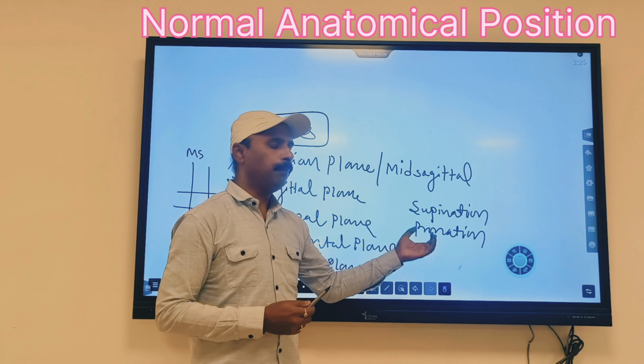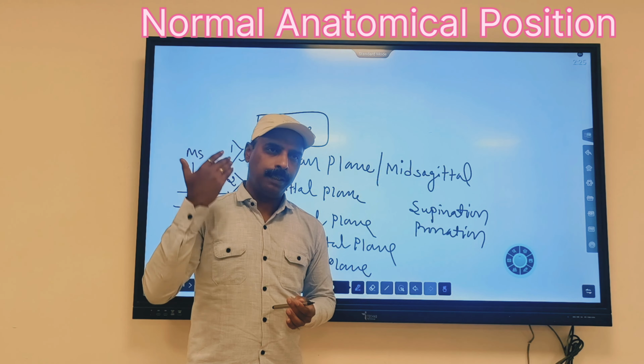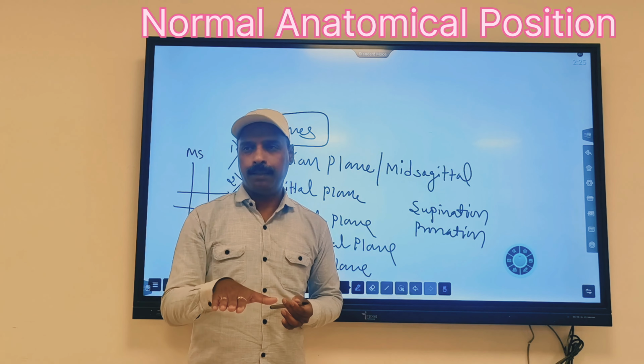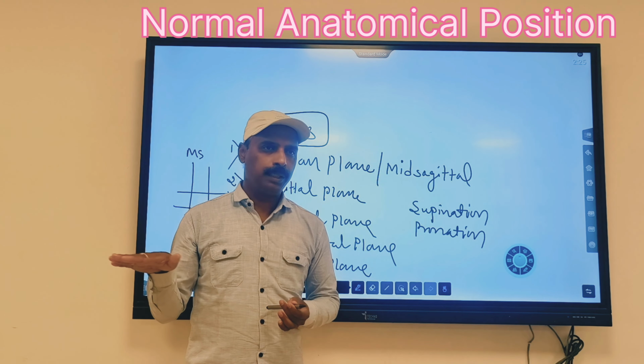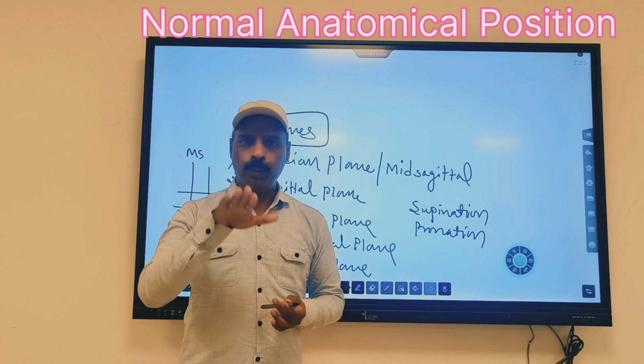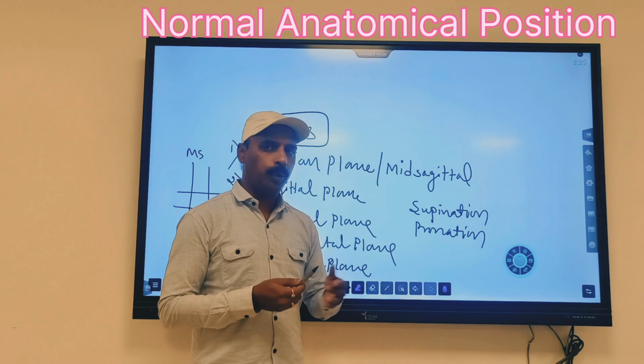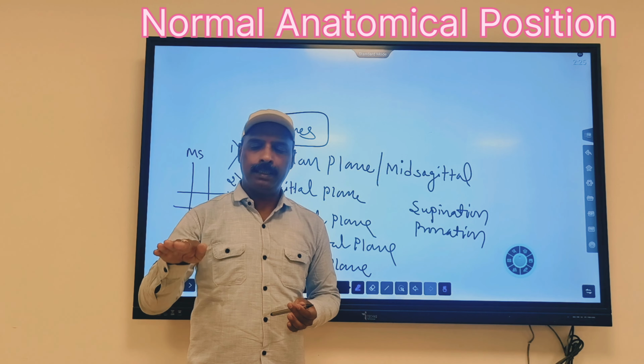Pronation is the reverse, facing downward. The back is facing upward with the face facing downward, and the body is in a lying down position with the face facing downwards. That we call pronation. In the hand, pronation is this one.